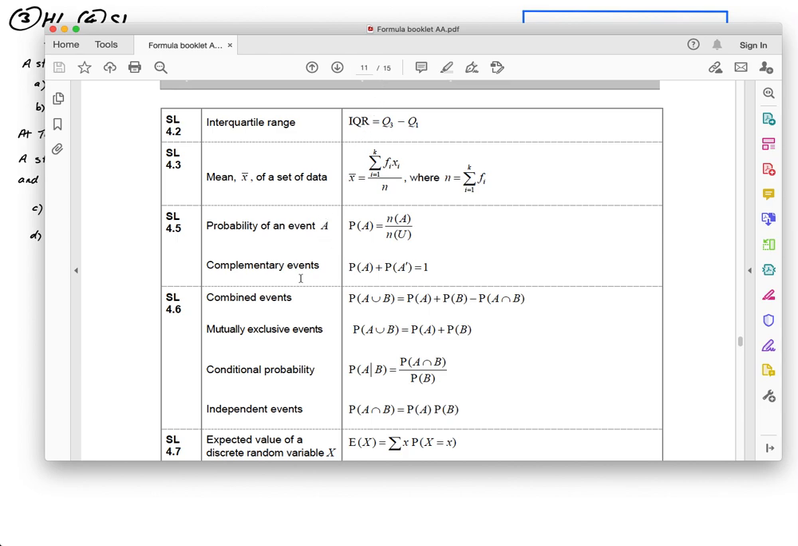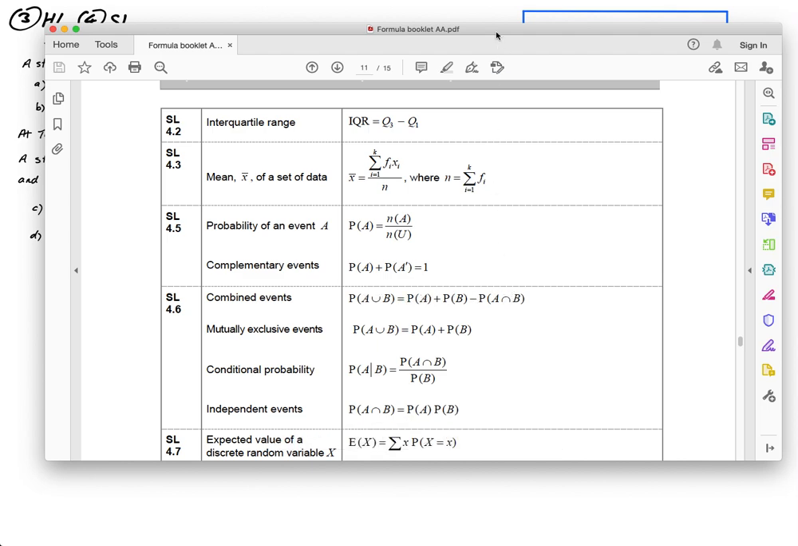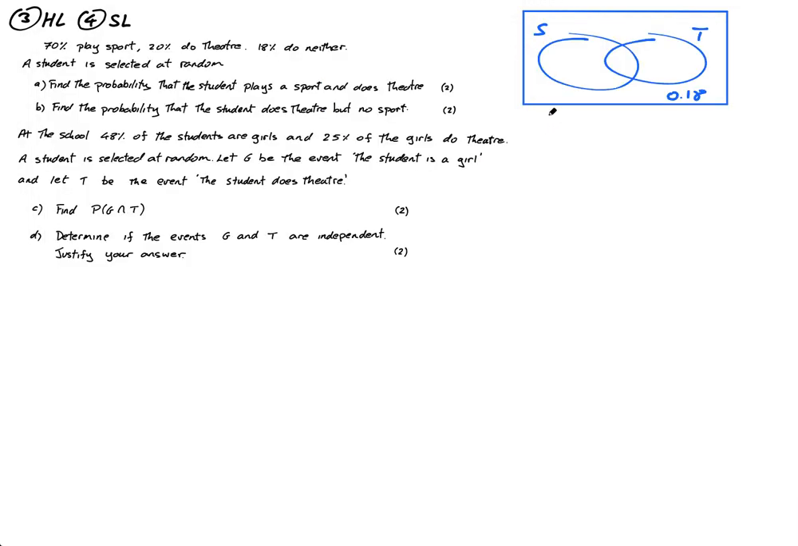Another very common mistake I see is that people see this and go, the probability of A intersection B, so A and B both happening, is the probability of A times the probability of B, and they just multiply them together. That's true only if they are independent events. That's why this is written here. For independent events, this works. But if it's not independent events, or if you don't know if it's independent events, we use combined events. A union B is the probability of A plus the probability of B minus the probability of A intersection B.